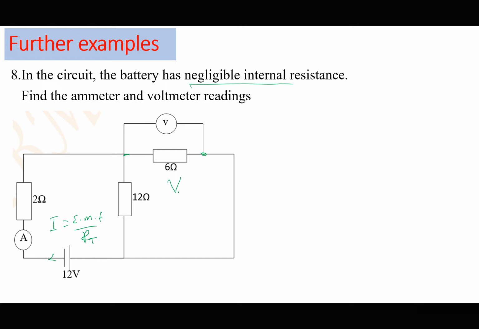Then the voltmeter is connected across 6 ohms. So you want the PD across 6 ohms, which means you need to find the current through 6 ohms times the resistance, which is 6 ohms. So you need to find the current which goes to 6 ohms. Maybe this may not be very easy for some students, especially those who are not very good at GCSE. I'll try to solve this.